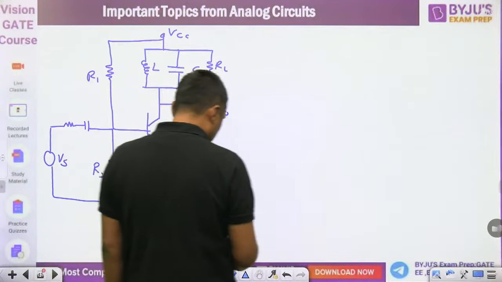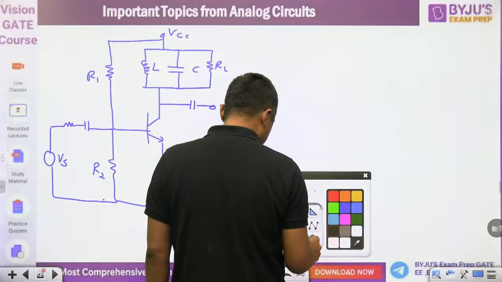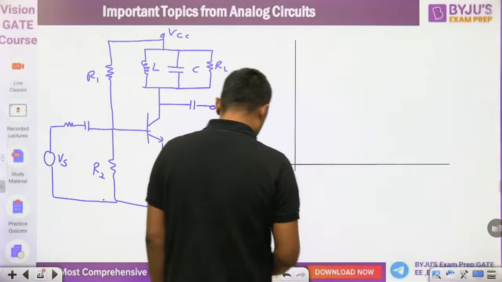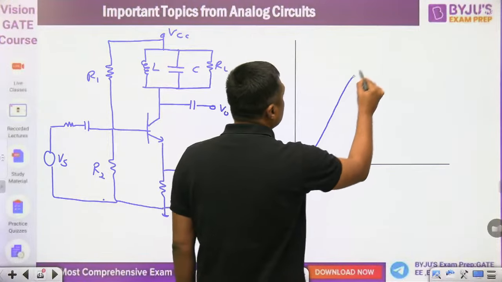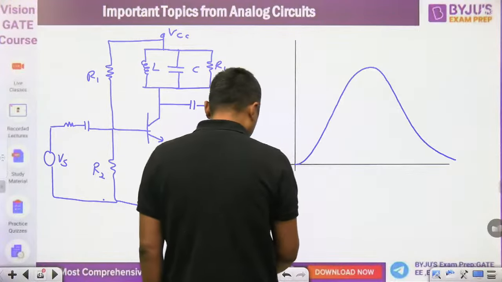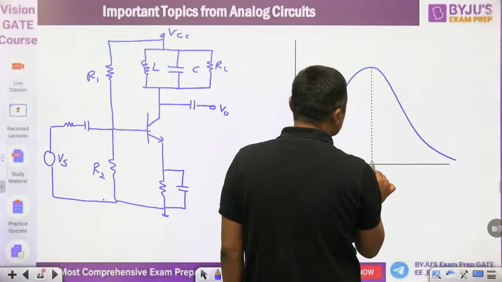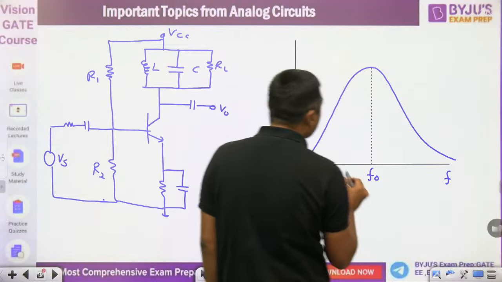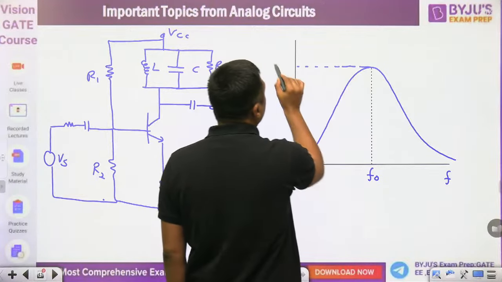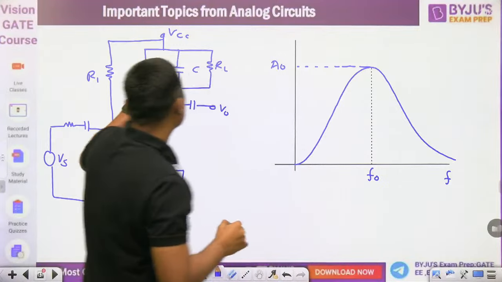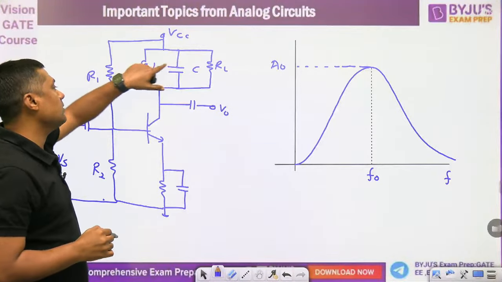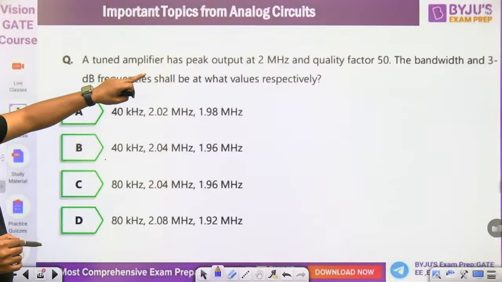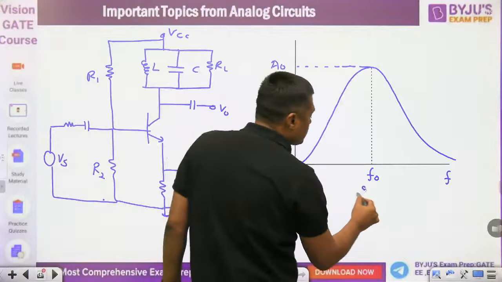Calculator is not allowed. So you will get this type of response. This is frequency, called the resonance frequency. Exactly at resonance frequency, we are getting the maximum gain, and this L and C will act as an open circuit. We are getting the maximum resistance, that's why we get the maximum voltage gain at resonance frequency. Tuned amplifier has a peak output at 2 MHz, which means 2 MHz is the resonance frequency.